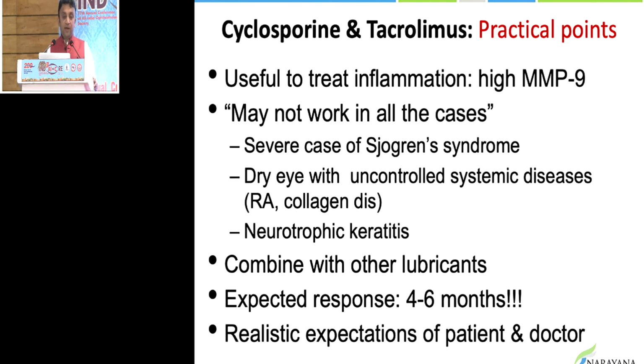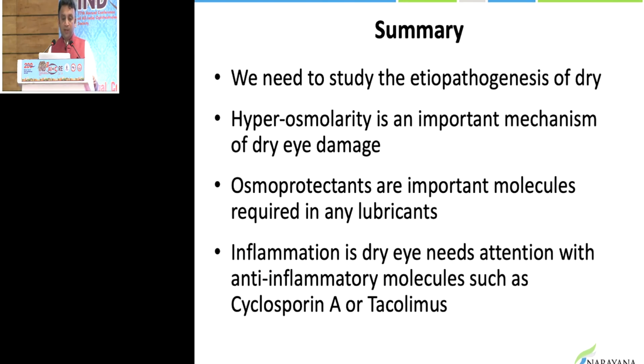Cyclosporine, tacrolimus, where do we use them? Well, in moderate to severe dry eye, especially when it's associated with systemic disorders like rheumatoid arthritis, graft versus host disease, Sjogren syndrome, and all these certainly would help. And it's not a replacement for lubricant.